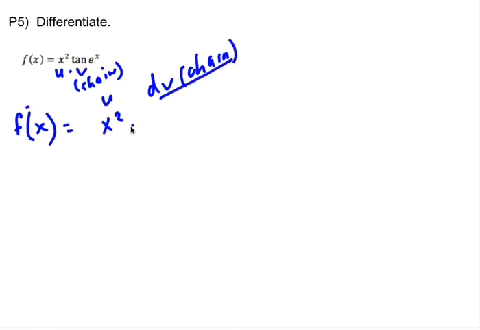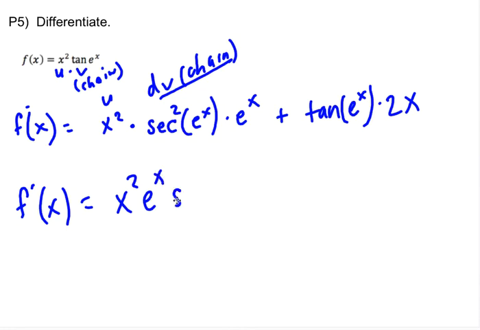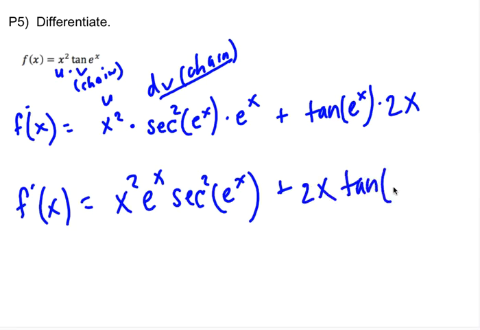So u dv is going to be the derivative of tangent, which is secant squared of stuff, times the derivative of the stuff, plus v, which was just tangent of e to the x, du, which will be a 2x. So when I clean this up, it's going to look like this. I'll probably put x squared e to the x at the front of the secant squared of e to the x, and then plus a 2x tangent of e to the x.